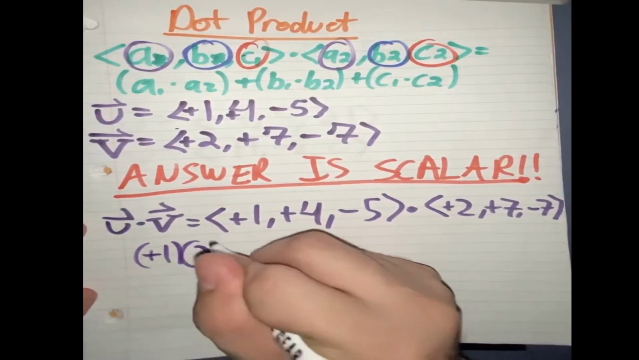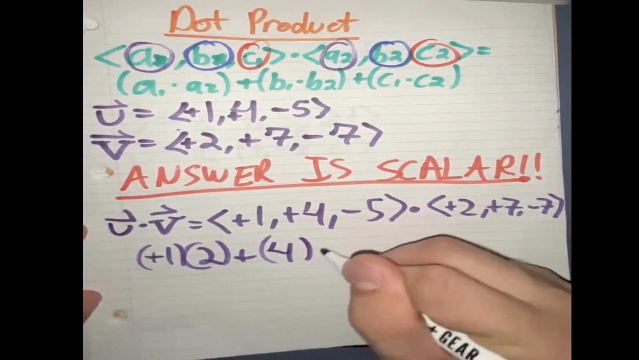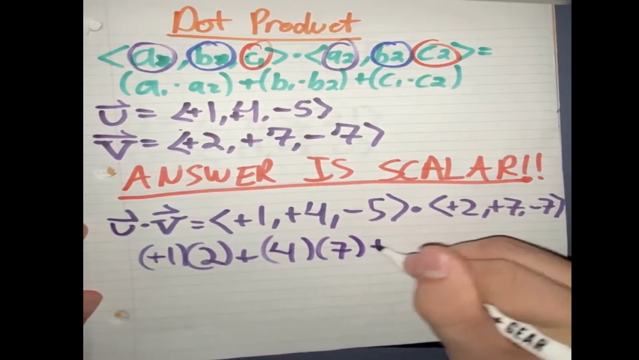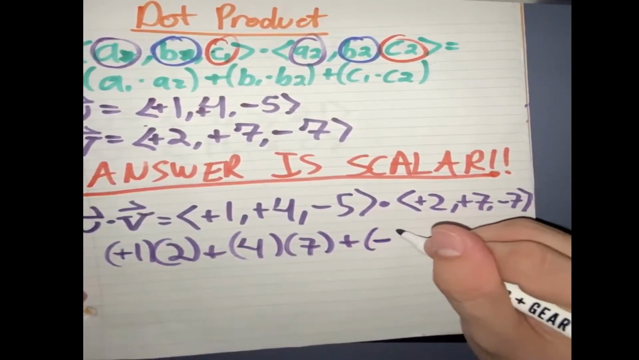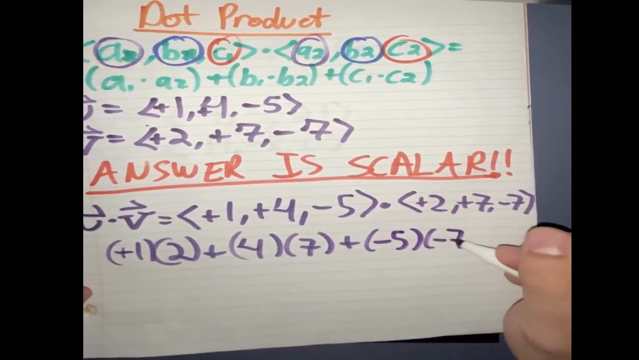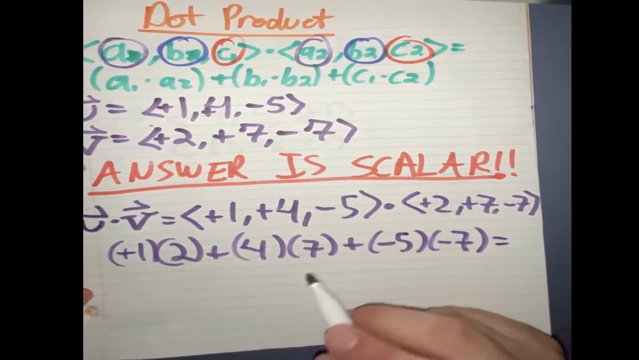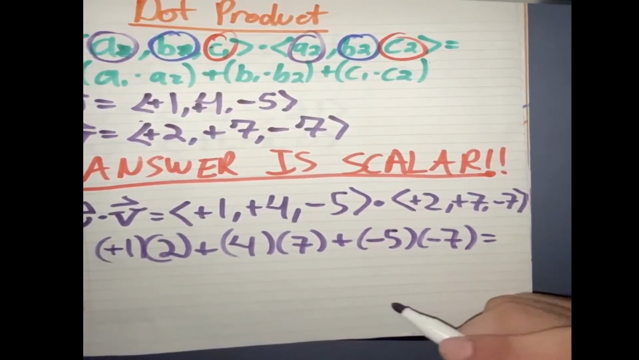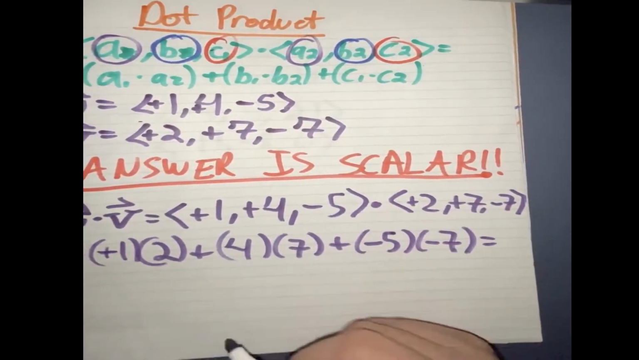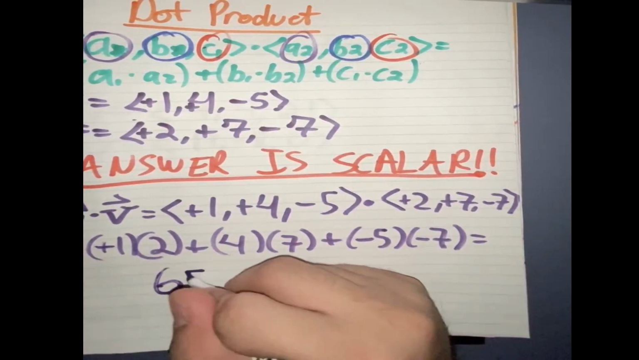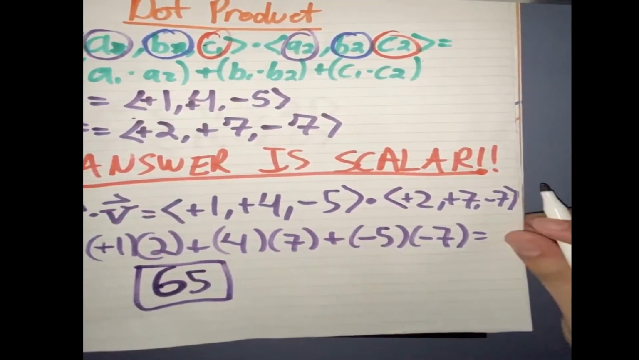1 times 2 plus 4 times 7 plus -5 times -7. And then whenever we compute this, we get 2 + 28 + 35. So what does that equal? Let's see. 28, 30, 30 + 35 is equal to 65. And you can plug it in your calculator if you can't do it in your head. But that's what this dot product comes out to be.